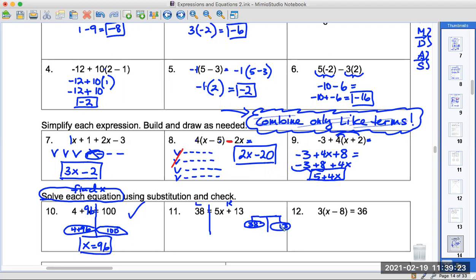Well, what do you have to add to balance it? How much do you have to add to balance it out? 25, I think. 13 plus 25, right? So this right here has to be 25 because 25 plus 13 is 38. So if 5 times a number is 25, what's the number? 5 times 5, right?